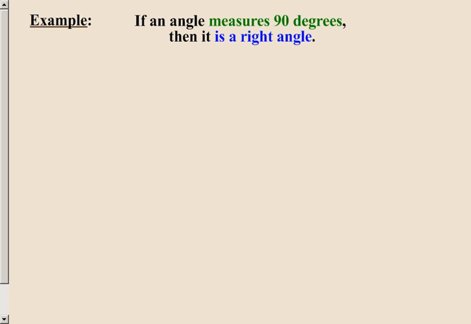Okay, if an angle measures 90 degrees, then it is a right angle. Let's evaluate the truth of that real quick. Yeah, absolutely. That is the definition of a right angle. That's what it has to have, a 90-degree measurement. So we're looking at an absolutely factual statement here.